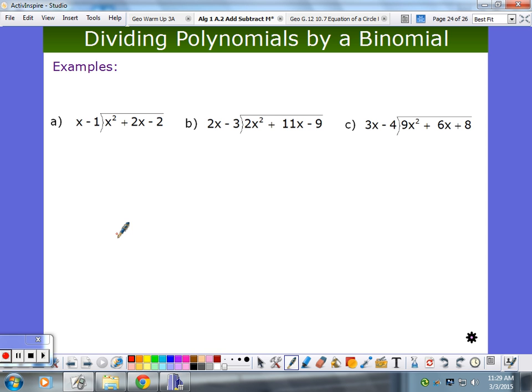These are some more examples on your paper here. So watch what's going on here. Make sure these are in descending degree order. You also have to have all terms here. If one was missing, you put a 0 in. Let's not worry about that yet.